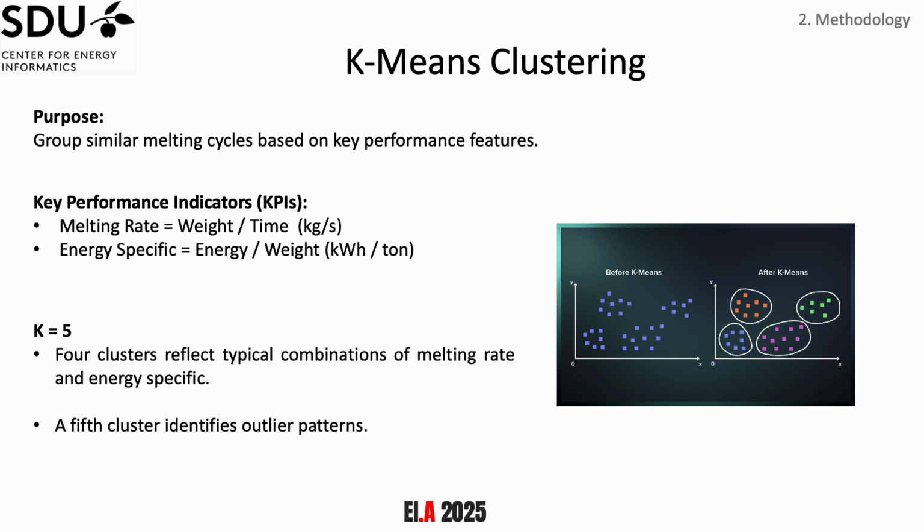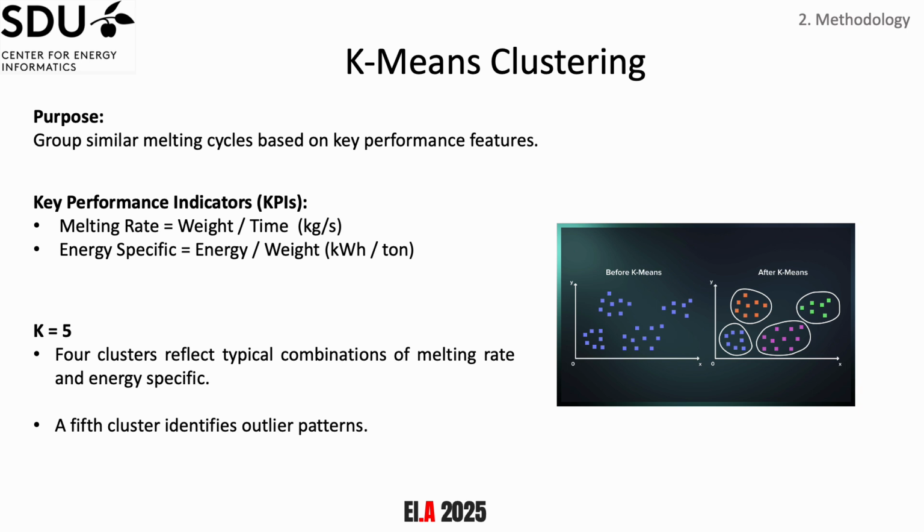After identifying the individual melting cycles, we used k-means clustering to group similar melting cycles based on key performance features. We used two key performance indicators. The first one is the melting rate, which indicates how fast the furnace can melt the material. And the second one is specific energy, which indicates how much energy is used to melt 1 ton of metal.